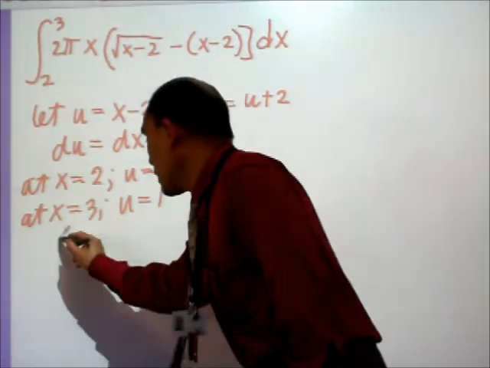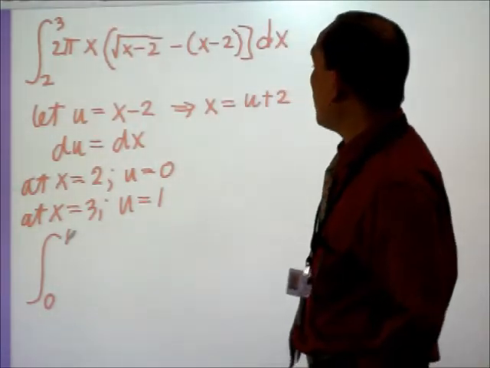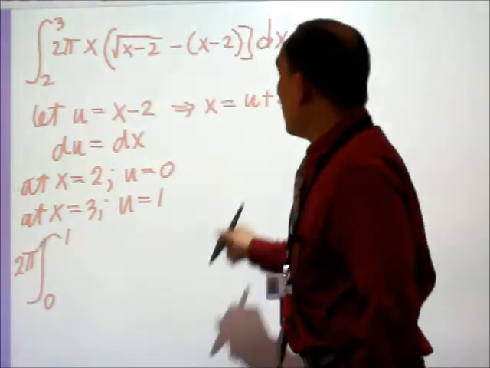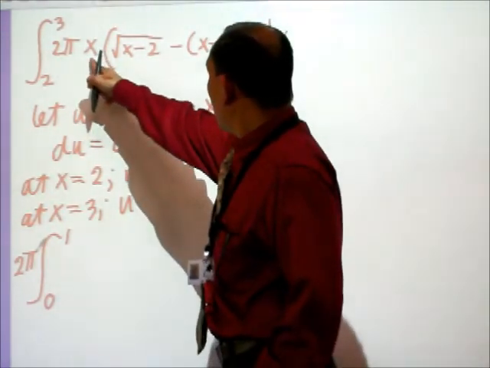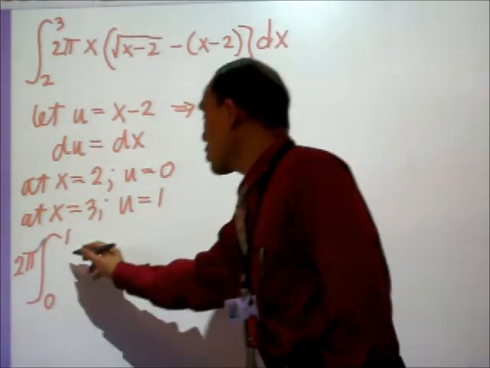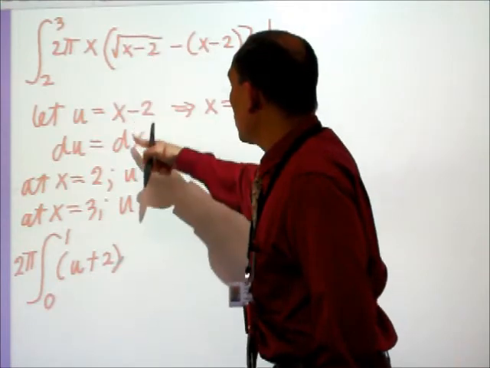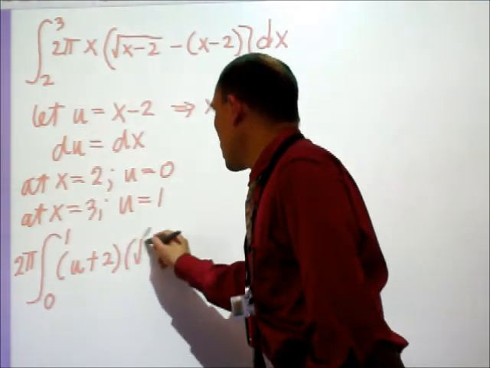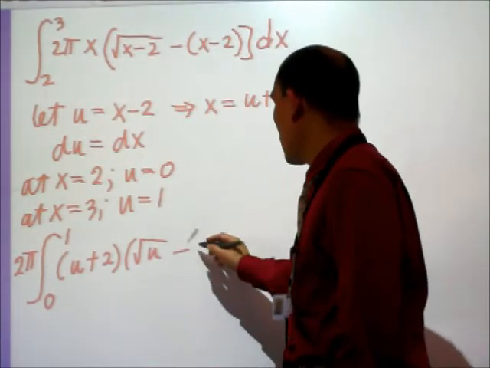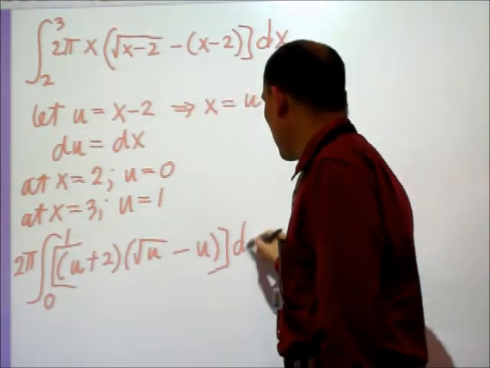Okay, let's go ahead and use this new limit of integration, 0, 1, and then we have 2 pi. Actually, we can put it up front. And then this one here is the x. According to our substitution here, we have x equals u plus 2, so we can use this u plus 2. And then square root of x minus 2. x minus 2 is just u, so that means it's just square root of u. And then minus, and then x minus 2 again is another u, so like that. And we change now to du.